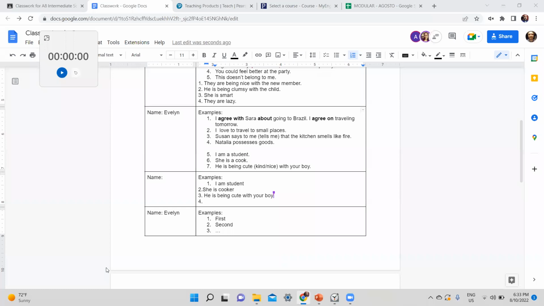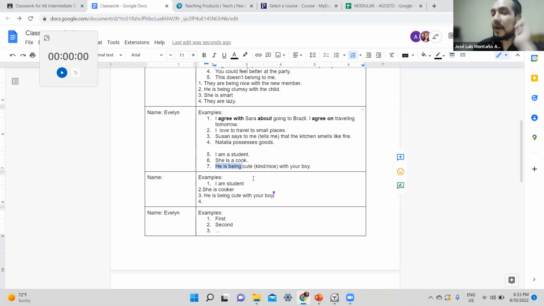He's being cute. The action verb is being. Yes, correct. And why? How can you explain why you are using the action verb he is being? Because it's correct. All right, but why? Why are you using that one over here?